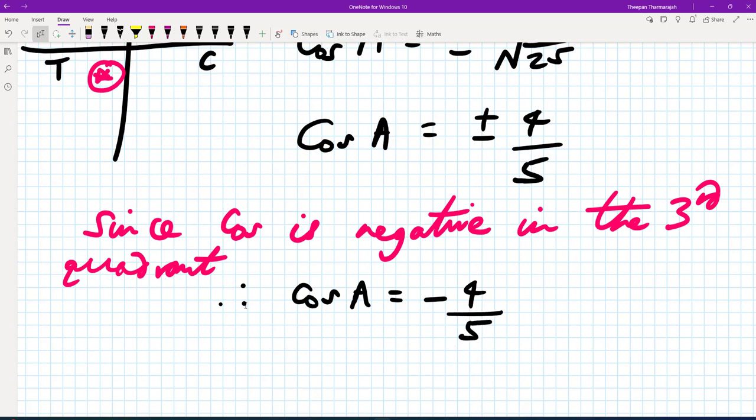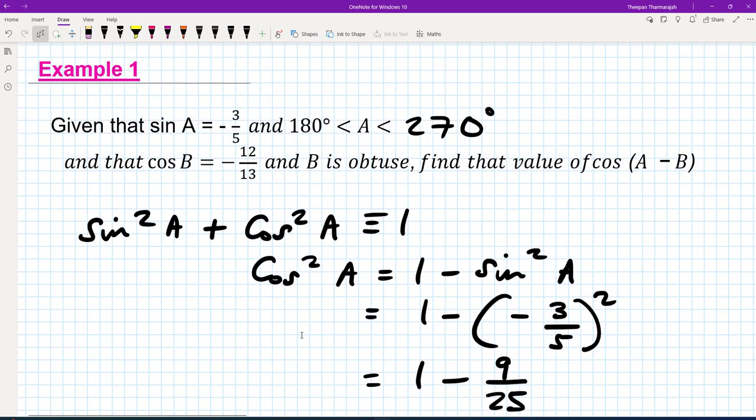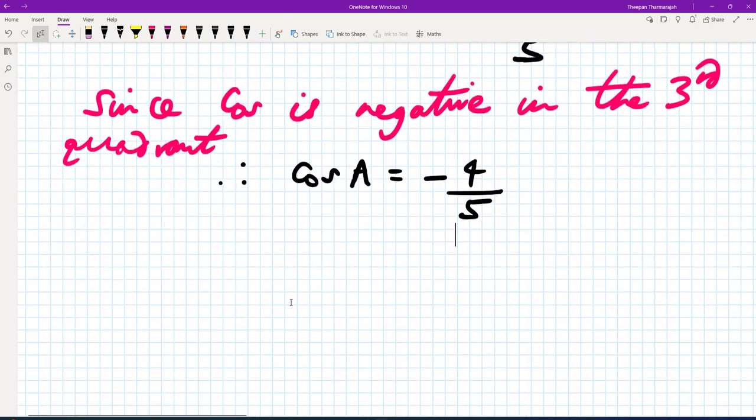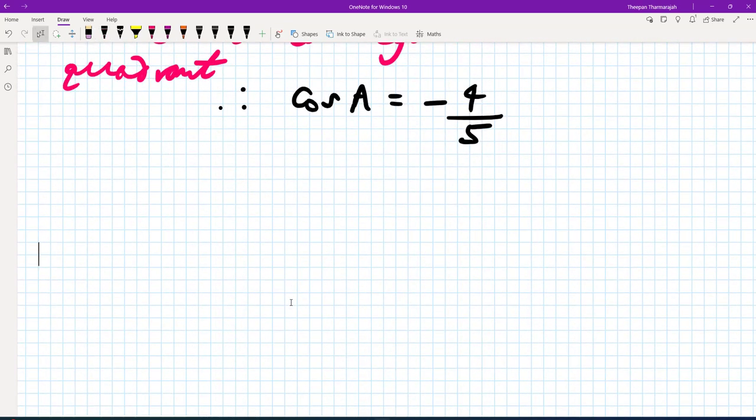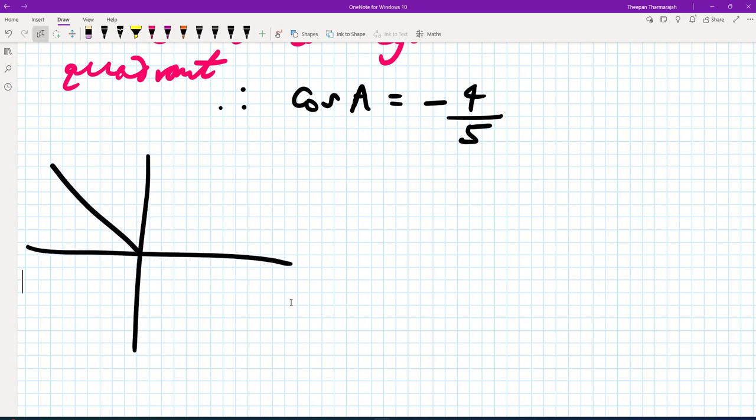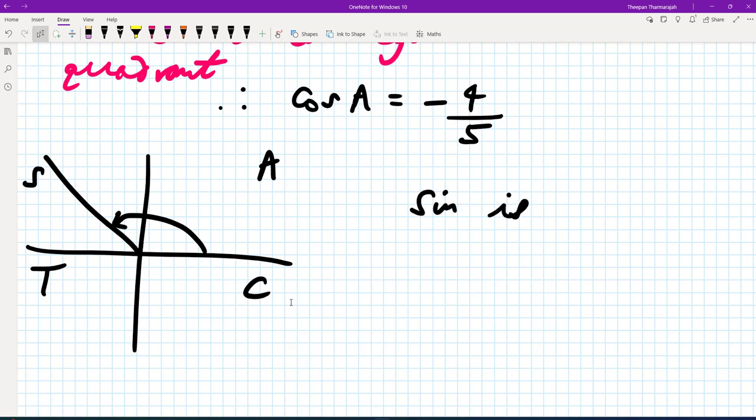Now we need to go back to the question, and it says that cosine of B is minus 12 over 13, and B is obtuse. We need to work out what sine B is. So if B is obtuse, we can say, if we were to draw an obtuse angle like so, and say ASTC by the CAST diagram, we know that sine is positive in the second quadrant. So sine is positive in the second quadrant.